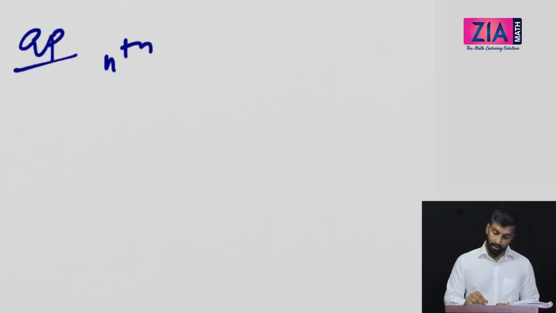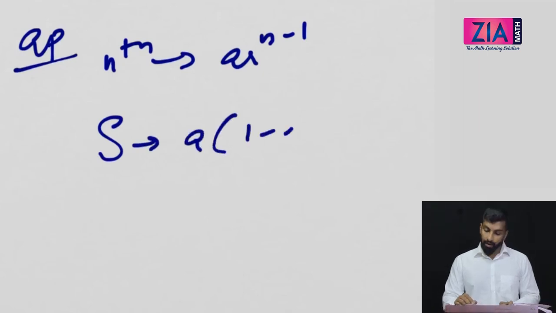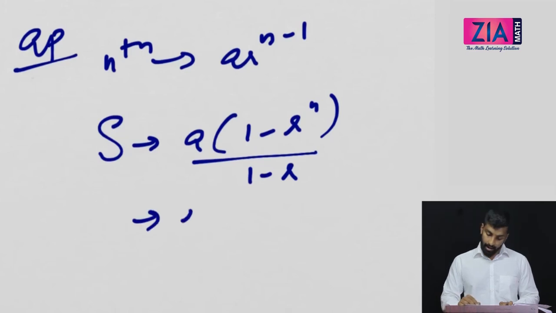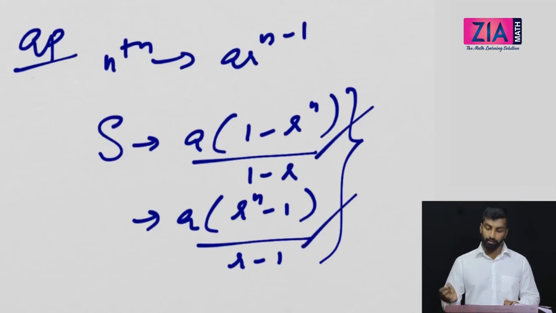What is the nth term? AR raised to n minus 1. What is sum? A into 1 minus r raised to n divided by 1 minus r, right? And a into r raised to n minus 1 divided by r minus 1. Okay? So it depends on r value. If r greater than 1, we'll use this. If r less than 1, we'll use this, right?